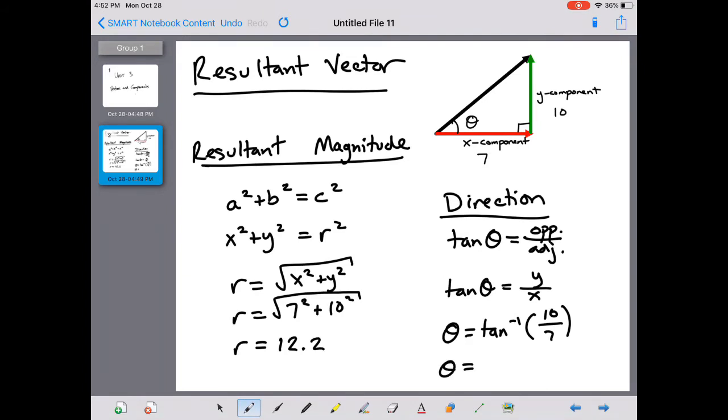which gives me, I'm going to come back to that one. I'm not going to be able to do that on my calculator real quick. But that'll give us some angle. It's probably going to be a little greater than 45 degrees. And so then we would have our magnitude and the direction of the resultant vector.